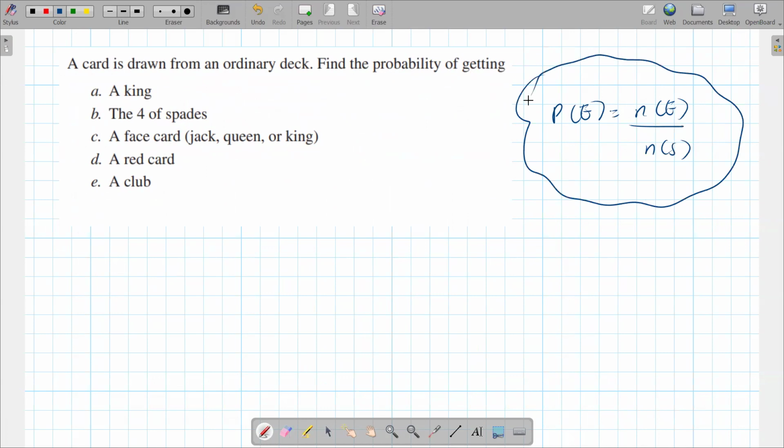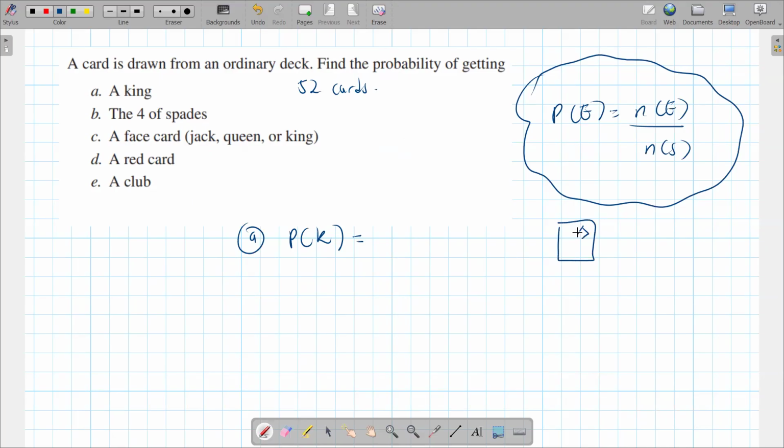Okay. A card is drawn from a deck. Find the probability. In a deck, there are 52 total cards, so your denominator is going to be 52. Part A, a king. How many kings are there in a deck of cards? There's one for every suit. There are four, okay?